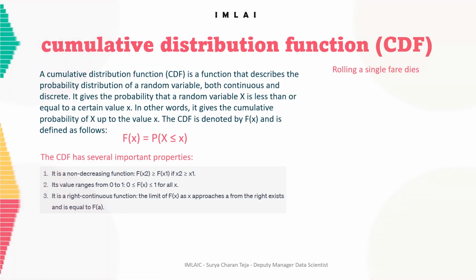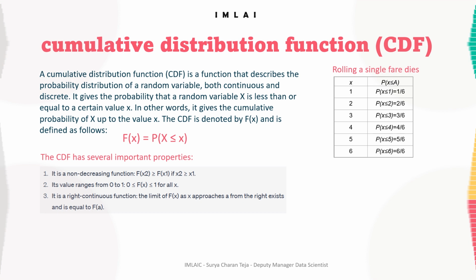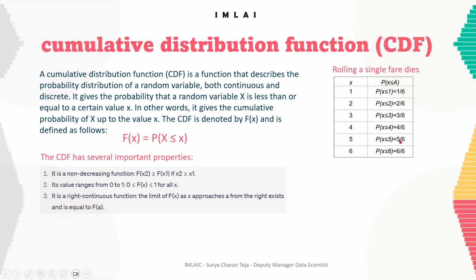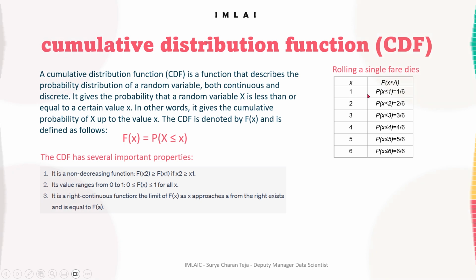So rolling a single fair dice, and this is what happens. P of x less than or equal to a respective value. P of x less than or equal to 1 is 1 by 6. Now P of x less than or equal to 2. Now it has to accumulate with the previous event also, that's 1 by 6. So 1 by 6 plus 1 by 6 becomes 2 by 6.